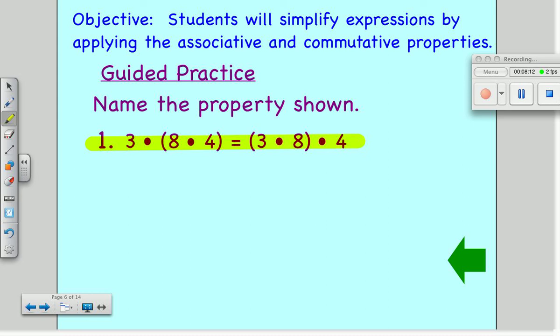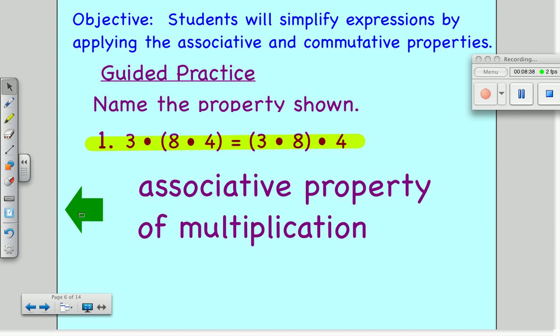Okay, so think about it. In the first part of the equation, we have the 8 and 4 grouped together, and then in the second part, we have the 3 and 8 grouped together. So we changed the grouping. What property is that when you change the grouping with parentheses? Hopefully, you said, whoops, hold on guys, let me erase that. Okay. Hopefully you said the associative property of multiplication.